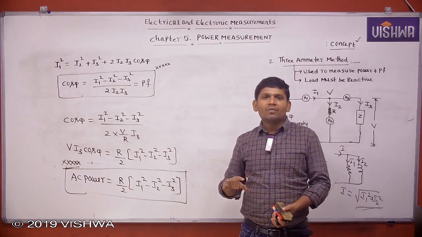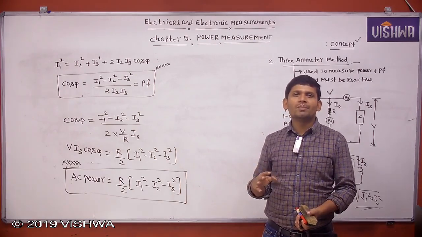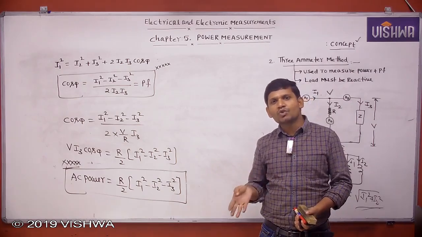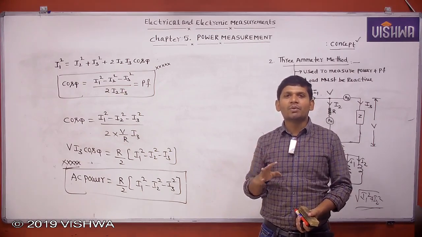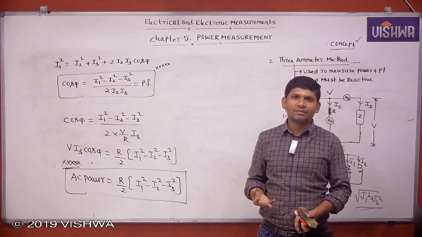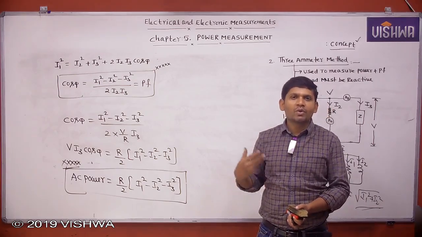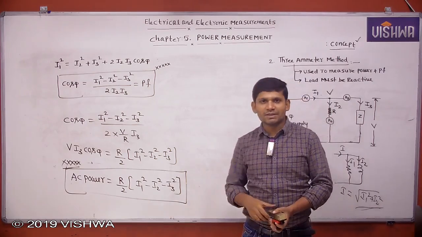But from a competitive point of view, a very important concept is how to measure the AC power by using the EDM wattmeter. The EDM wattmeter can also be used for DC power measurement, but mainly concentrate on AC power measurement using the EDM wattmeter. Generally, wattmeters means you concentrate on the EDM wattmeter, electrodynamometer wattmeter. In the next session, we will start with the wattmeter concept. Okay, thank you.